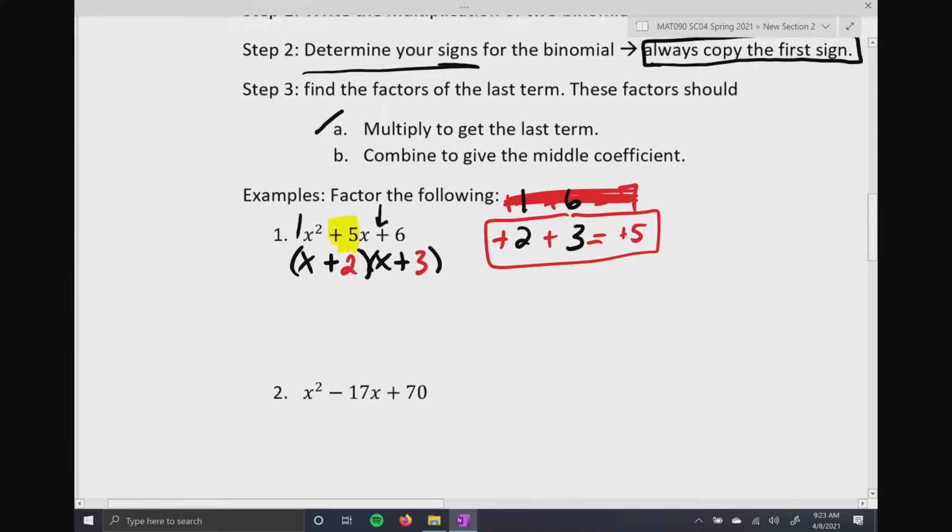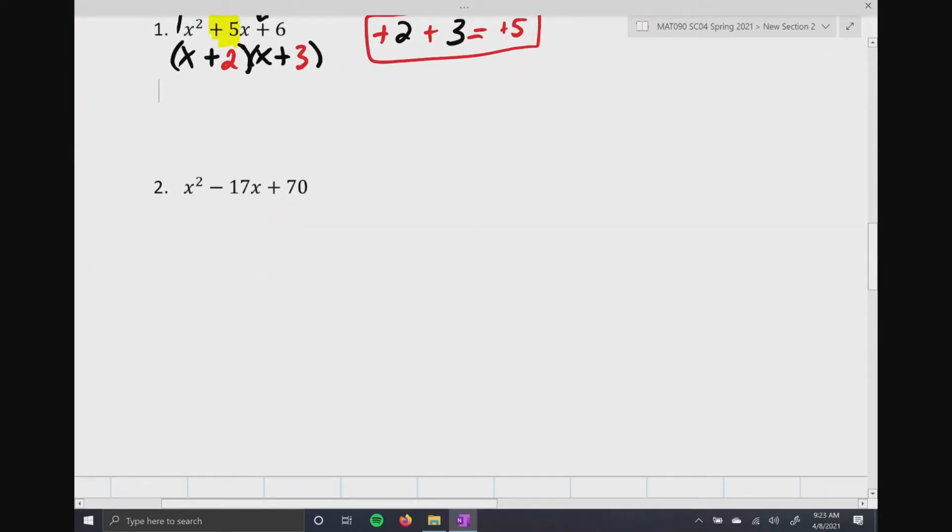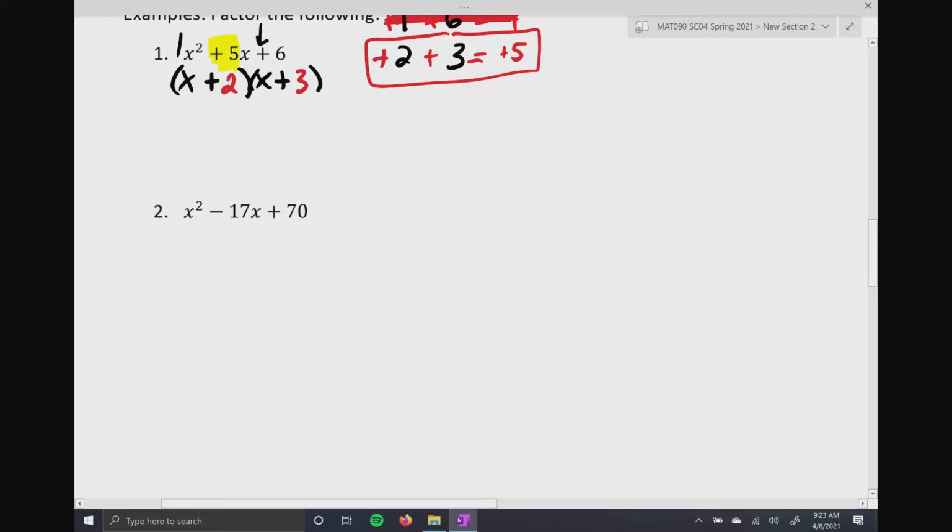All right. So if there's no questions, I'm going to do the next one. Okay. So I see a trinomial. I see a 1 out front. I love that because I'm going to go directly into this. Okay. I put an X and an X. Step 1 is done. Step 2, I always copy the first sign. So that's a negative. So I'm going to copy down a negative.